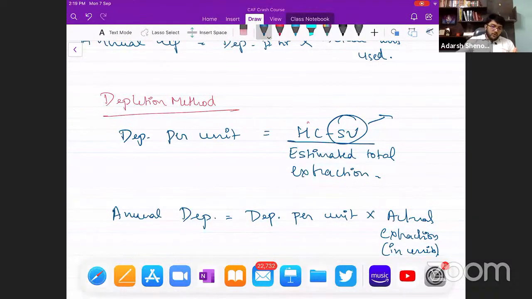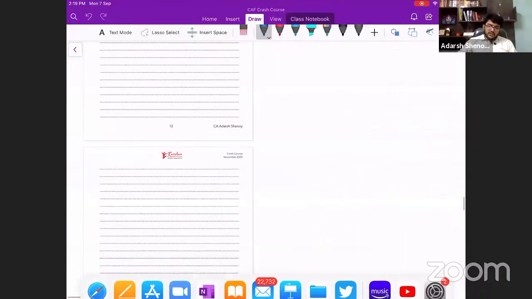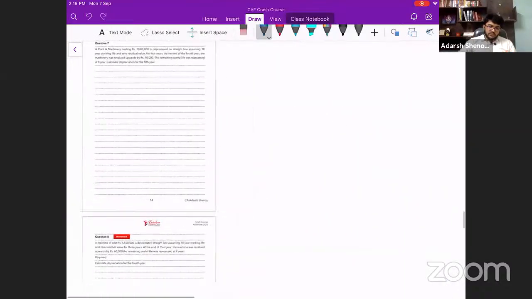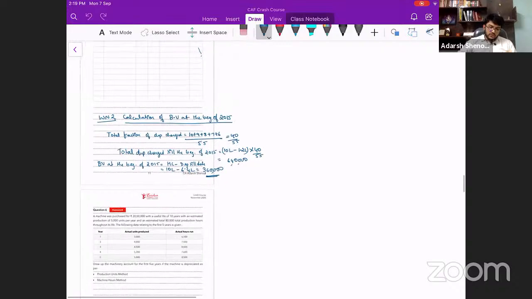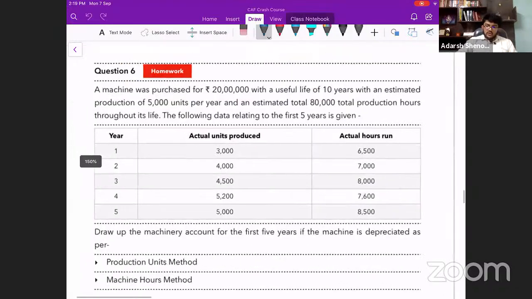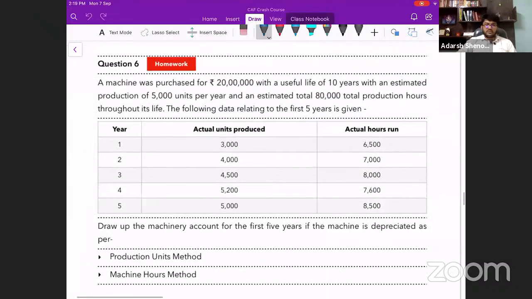Okay, I'll do one problem. I will just discuss the amount of depreciation to be charged each year. You will do the depreciation account and the machinery account as homework. Is it okay? I'll just discuss the numbers with you. It's a very simple problem, guys. Very, very simple problem it is.